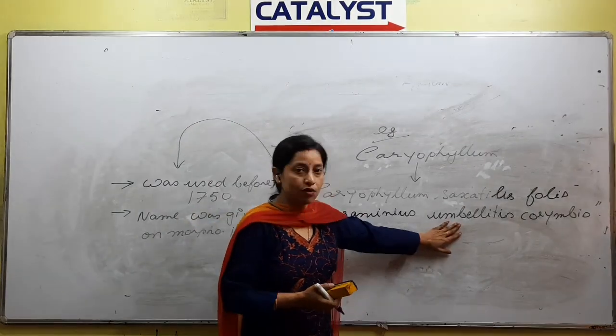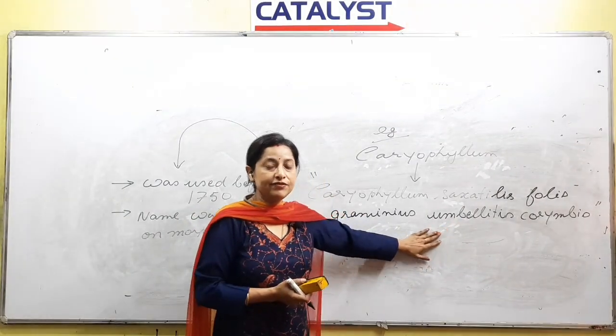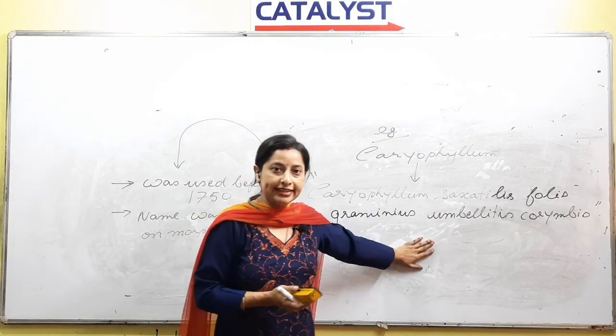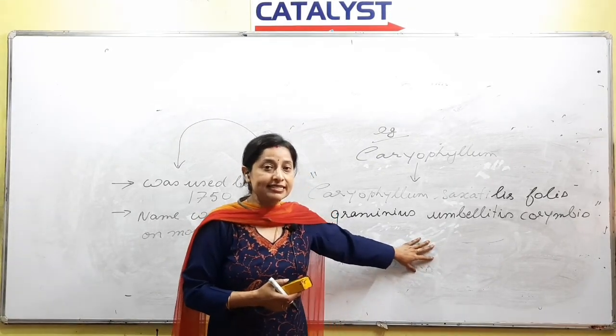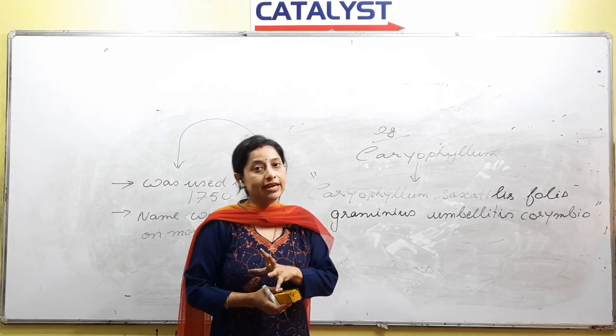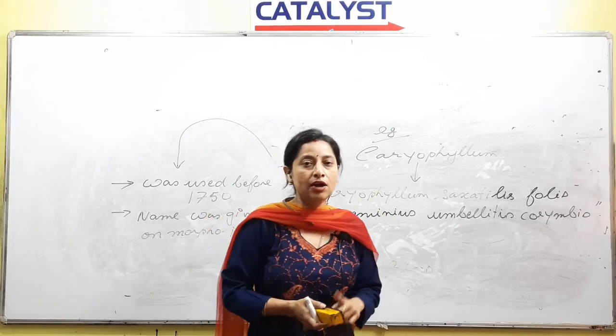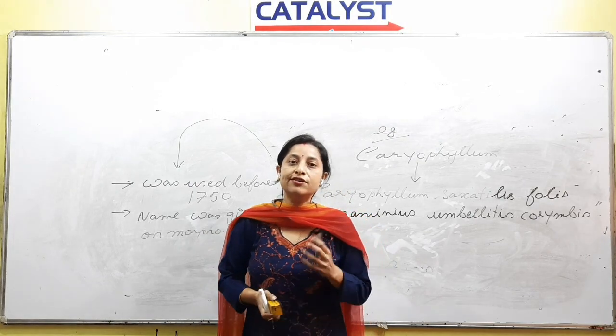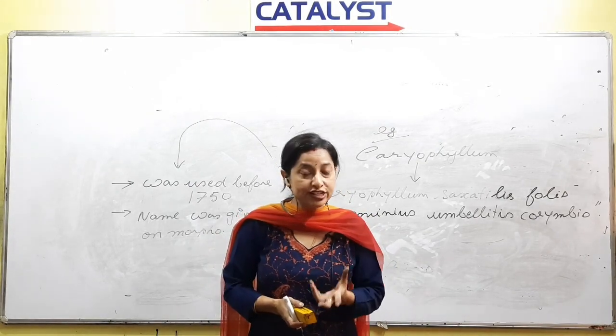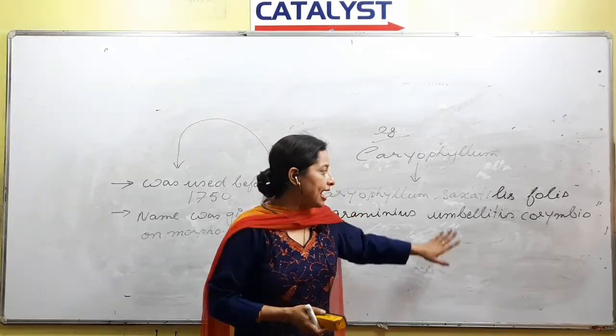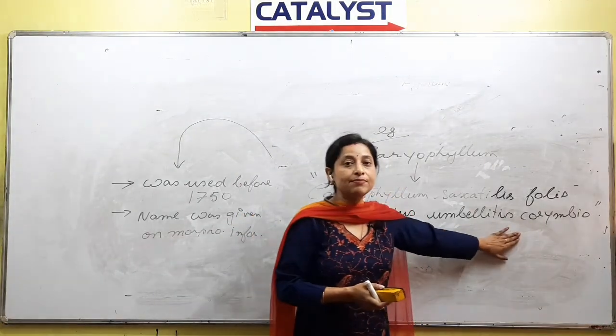So ultimately what we know is that whenever a name has been given according to polynomial nomenclature, that name contains many sorts of information together. The information could be about the place where it grows, how the plant looks, how the flower looks, how the flowers are arranged, etc. Umbellites or corymbes talk about a term called inflorescence.